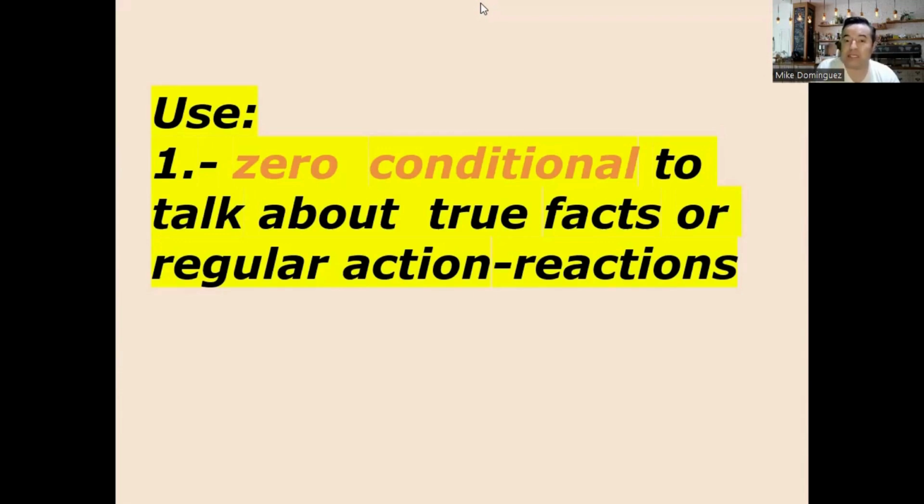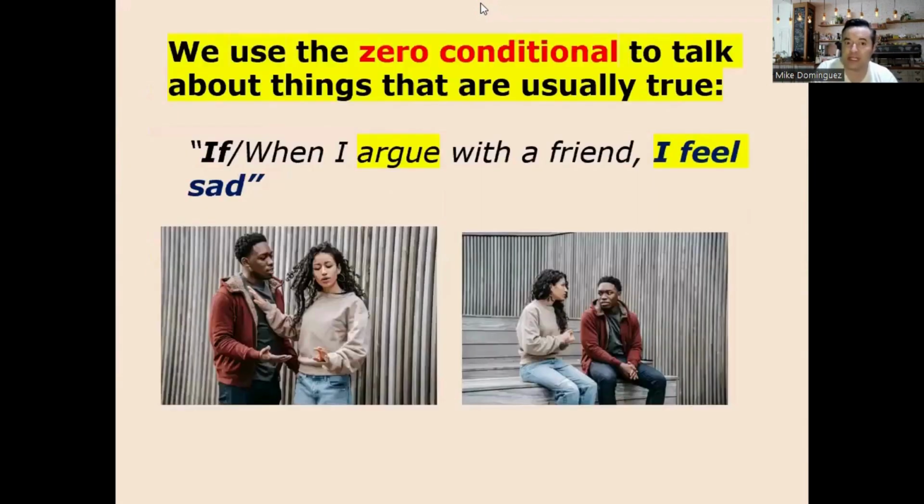What happens if you attack a dog with no reason? If you attack a little dog, this dog will attack you back, or bite, or bark at you, because it's a natural reaction. You understand? So this is zero conditional. Talk about true facts or regular action reactions.